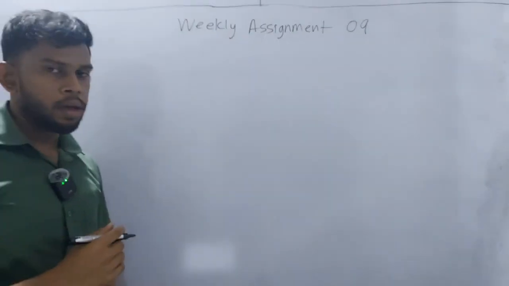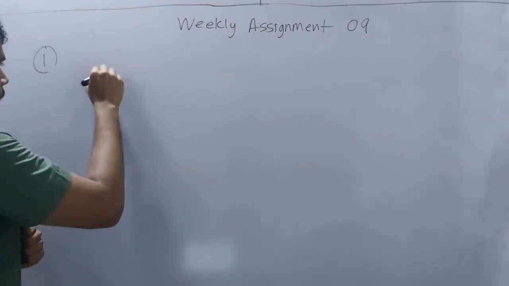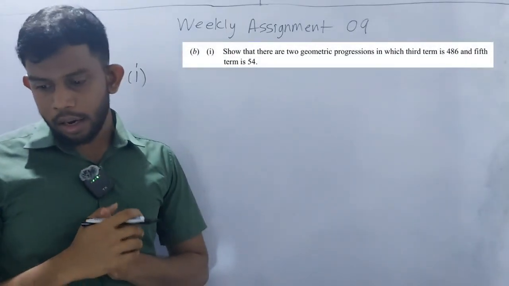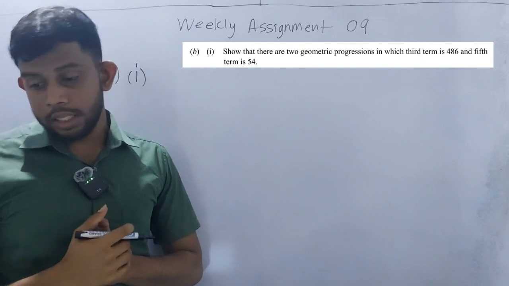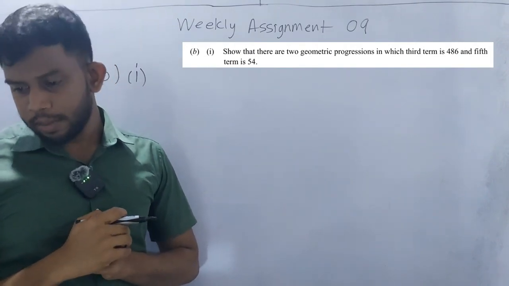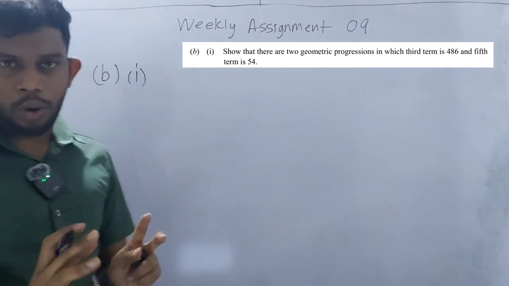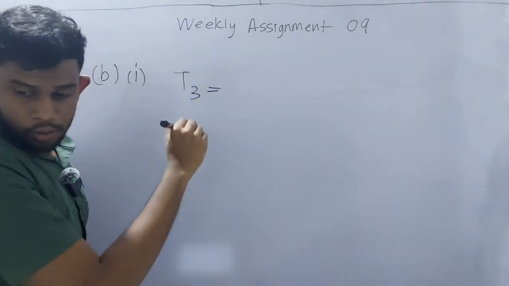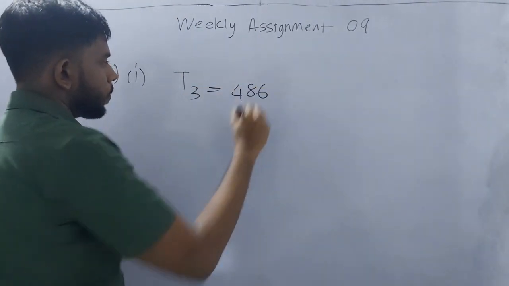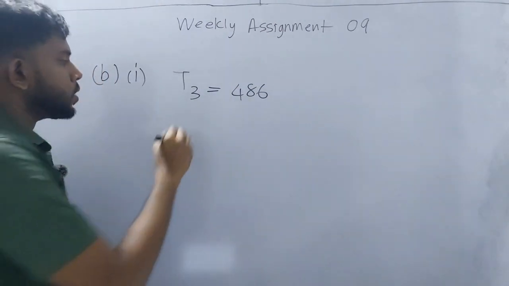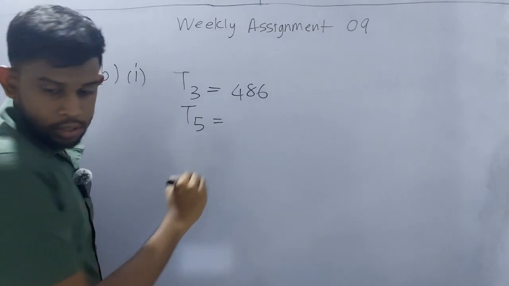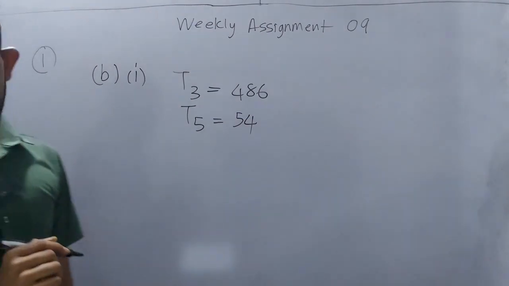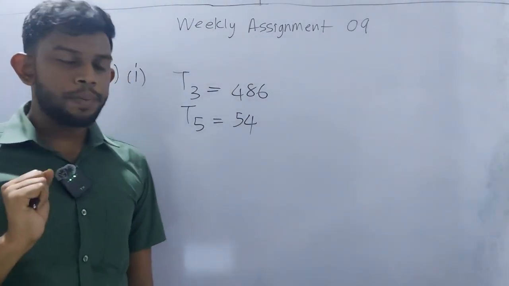First question, part B. So in part B, in Roman number 1, they are saying show that there are two geometric progressions in which the third term is 486. So it's a geometric progression. They are saying third term is equal to 486 and fifth term is equal to 54. What we have to show is that there are two geometric progressions.